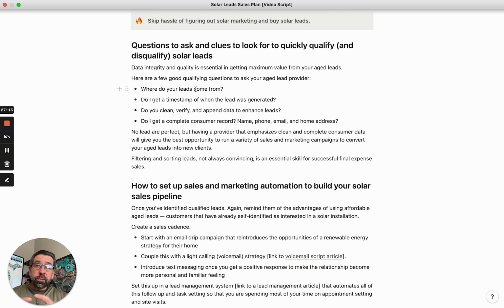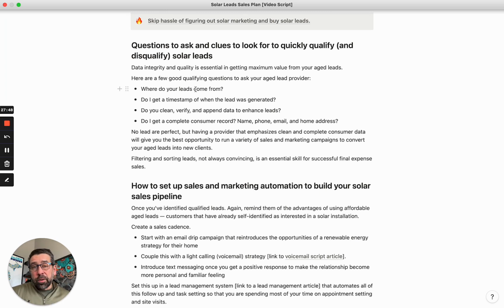And then, do you get a complete consumer record? When I say a complete consumer record, ideally that is, of course, the name, the email and the phone number, but also the address, maybe multiple phone numbers. What that's going to do is help your campaigns be more effective. It's also going to give you the ability to do a variety of things with them, right? If you're just given name and email, all you can do is email them. If you're given name, email, and phone number, you can email them, you can call and voicemail them, and you can potentially text message them if you have the correct permissions and consent.